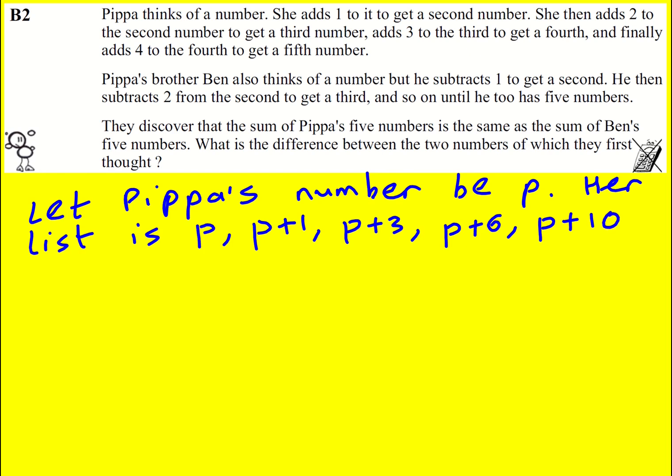I think we can go straight to that. Later on, we're asked about the sum. So I'm going to do it right here. Sum is going to be 5p, plus 4 and 10 I get 20, so 5p plus 20.